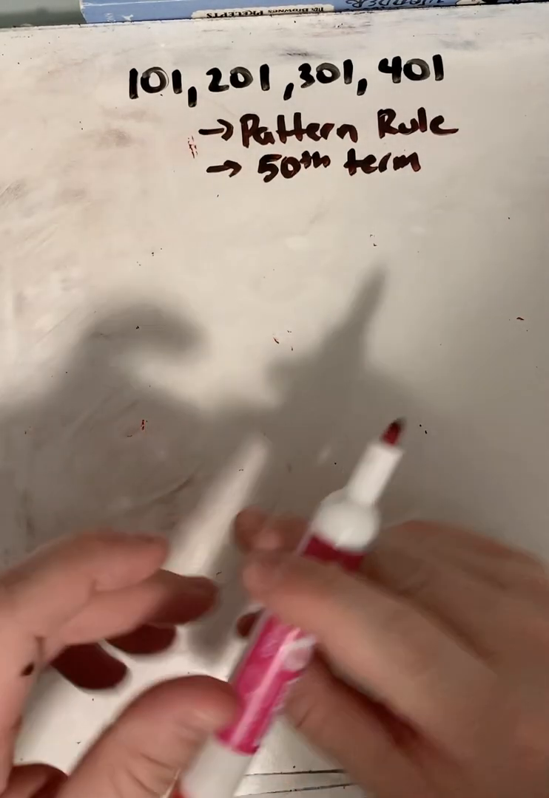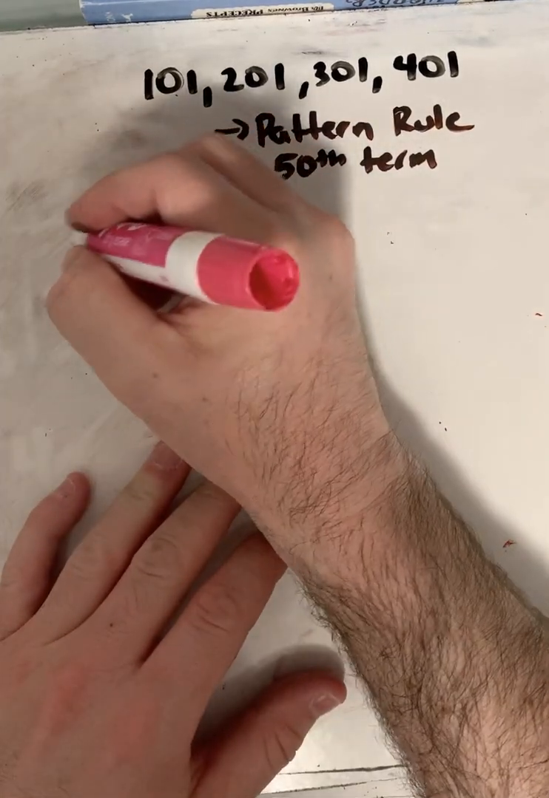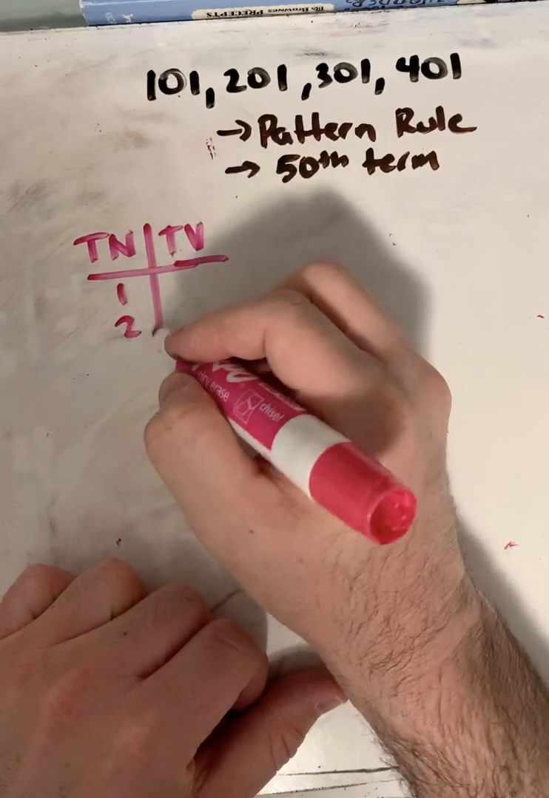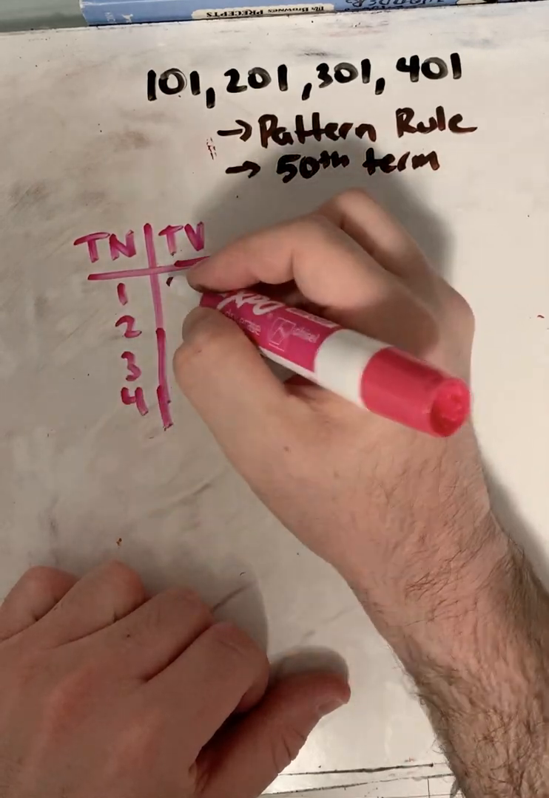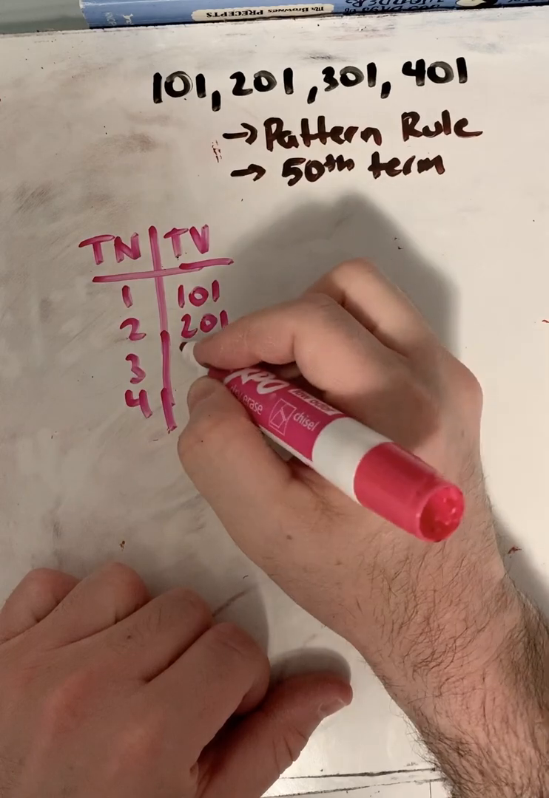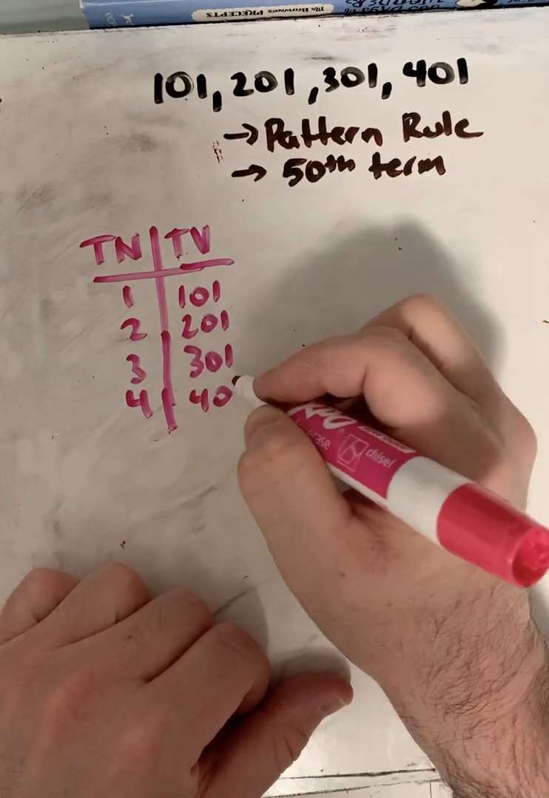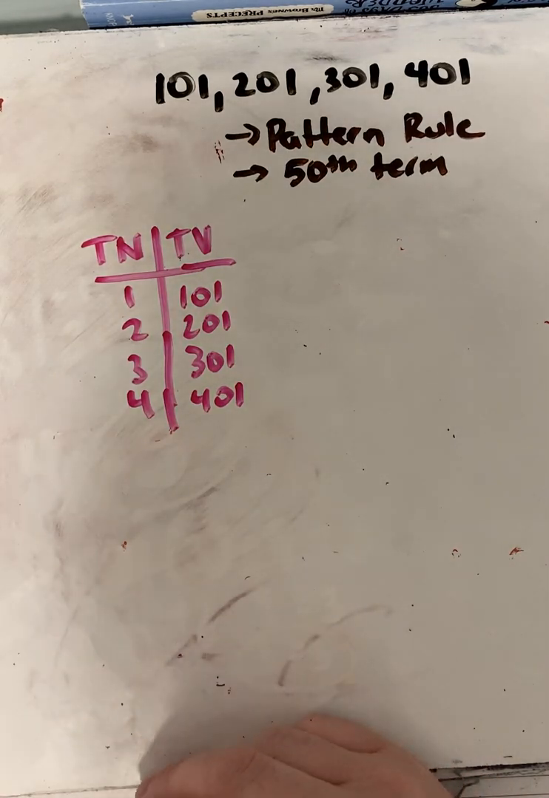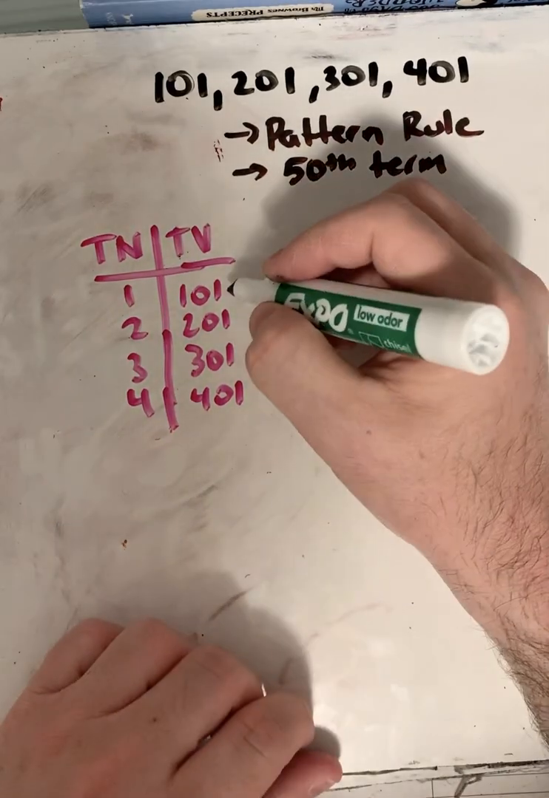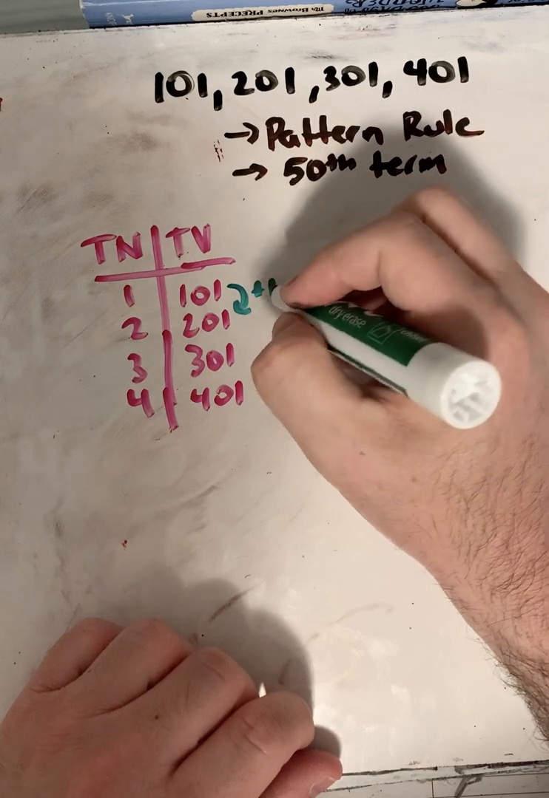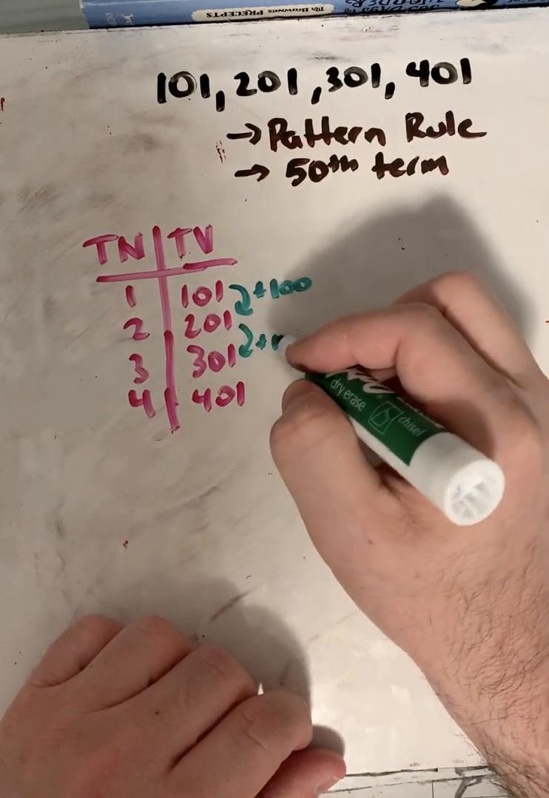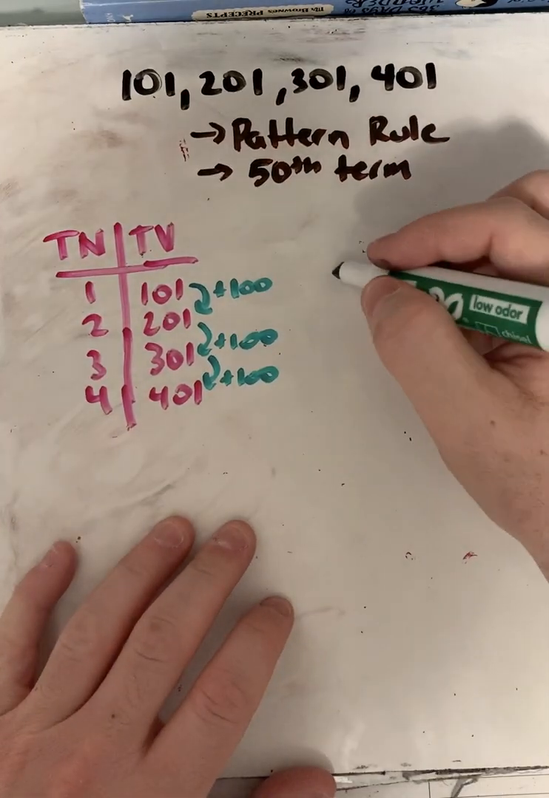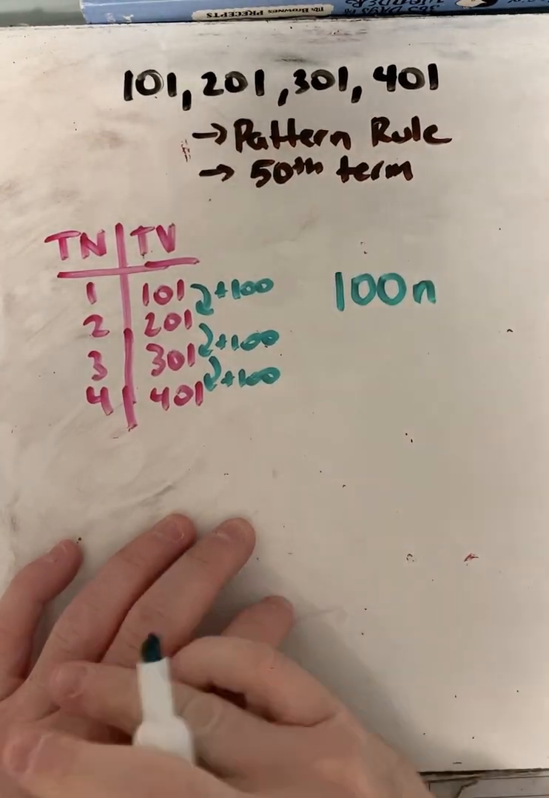Okay, so you're back. We should have gone through all the steps. Let's create our chart: term number, term value. We've got 4 numbers here: 101, 201, 301, 401. You were to identify how much it was growing by. From 101 to 201, it's increasing by 100, and all of them increase by 100. So at that point, you should have had 100n down.